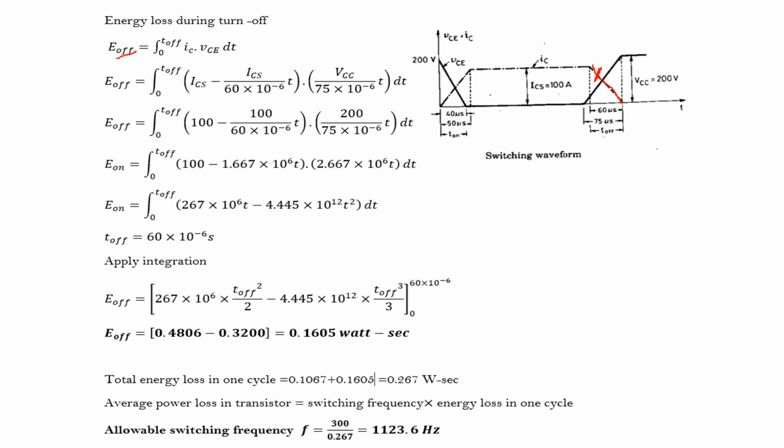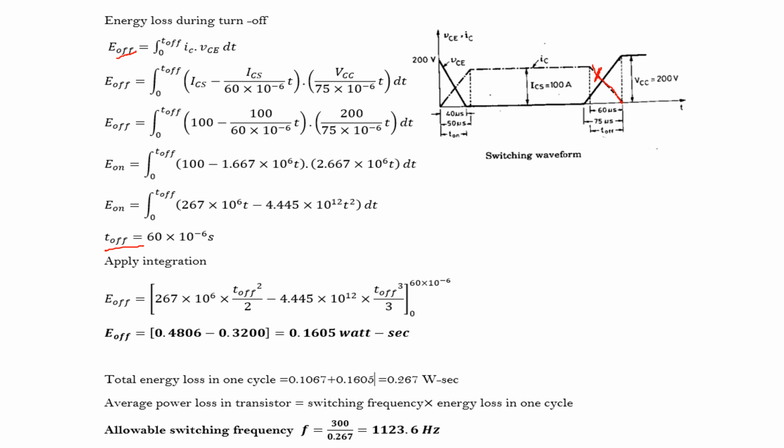Now E off is the integral from 0 to T off. Substitute the values here, 100 and 200. So 100 minus 1.667 into 10 power 6 into T, into 2.667 into 10 power 6 into T, dt. So E off is the integral from 0 to T off of 267 into 10 power 6 into T minus 4.445 into 10 power 12 into T square. What is T off now? T off given is 60 microseconds. Then you have to apply the integration.